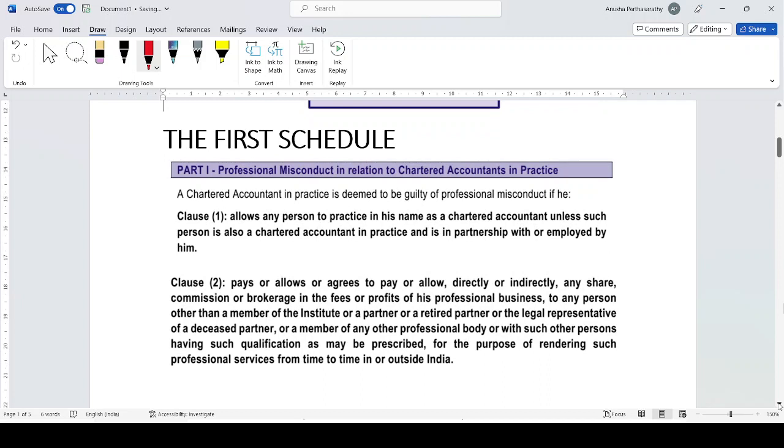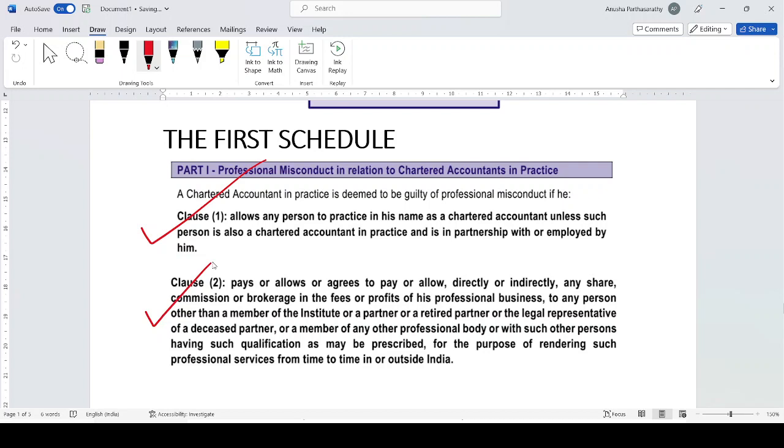As per clause 1 of part 1 of the First Schedule, Chartered Accountants Act 1949, a chartered accountant in practice is deemed to be guilty of professional misconduct if he allows any person to practice in his name as a chartered accountant unless such person is also a chartered accountant in practice and is in partnership with or employed by him.